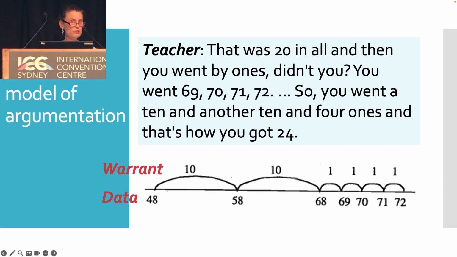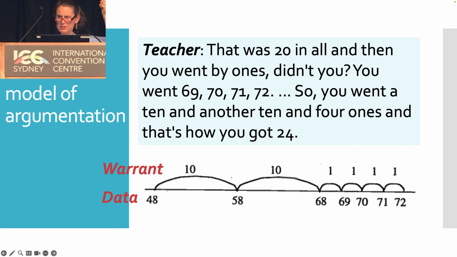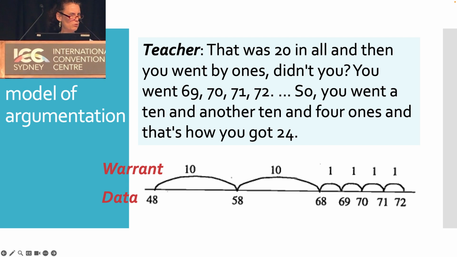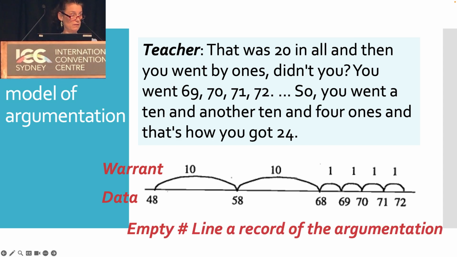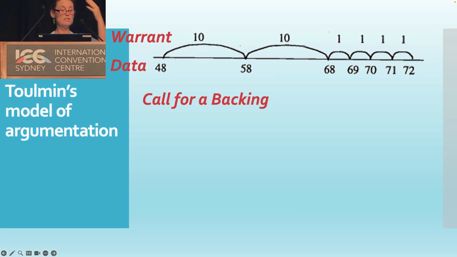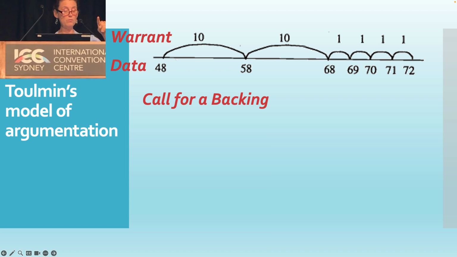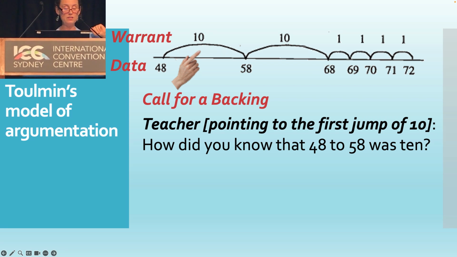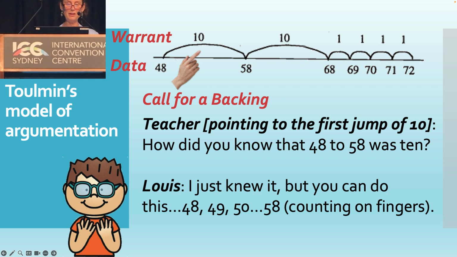And then the teacher, Erna says, realizes that about half the students don't really know at hand that from 48 to 58 is actually 10, because it's early on in the school year. And so recognizing that, the teacher says, okay, we need something that's called a backing, the mathematical validity of going by 10. And so she points to the number line and calls for a backing here, and she says, okay, how did you know that 48 to 58 was 10? And Lewis says, I just knew it, but you can do this, and he counts on his fingers. Okay, we're going real fast here.